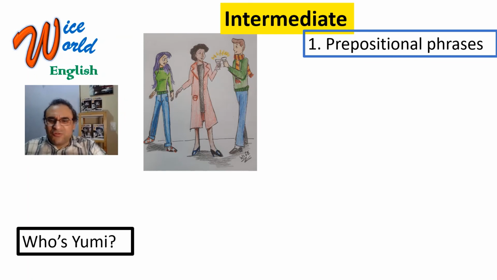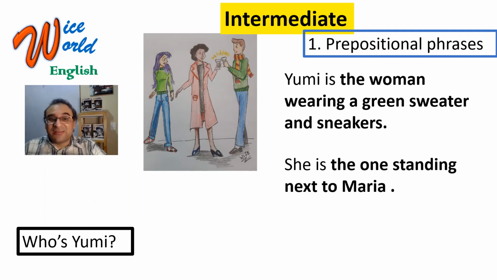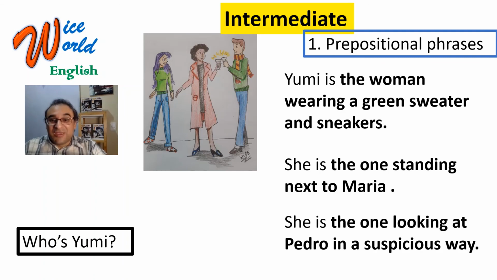And what about Yumi? Yumi is a woman wearing a green sweater and sneakers. She's the one standing next to Maria. She's the one looking at Pedro in a suspicious way. Well, I don't know.